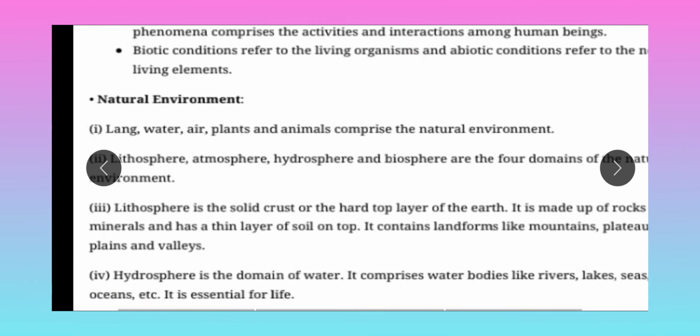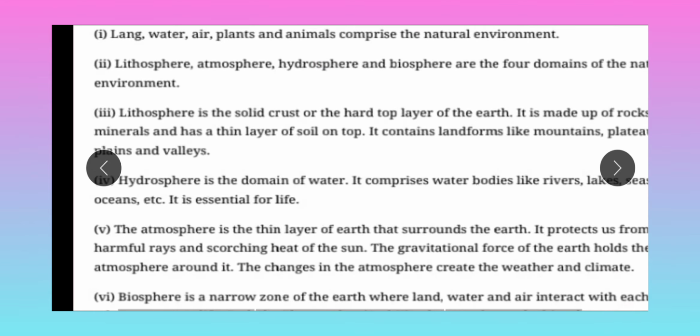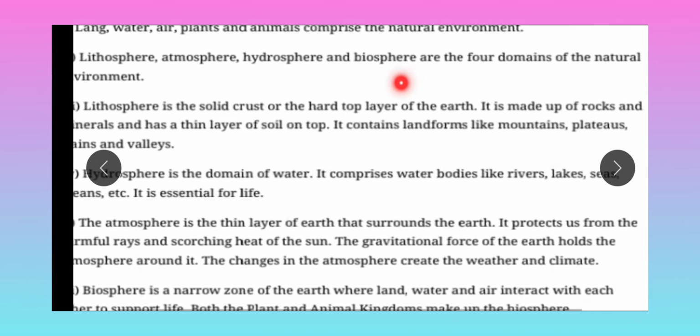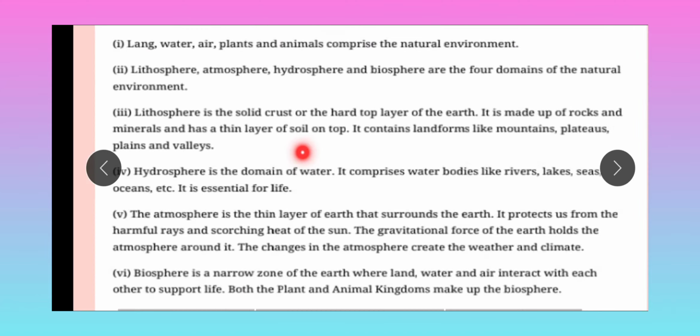Next point, natural environment. In natural environment, land, here there is a print mistake, land, water, air, plants and animals comprise the natural environment. Second one, lithosphere, atmosphere, hydrosphere and biosphere are the four main domains of nature. So these are the four main domains of nature.